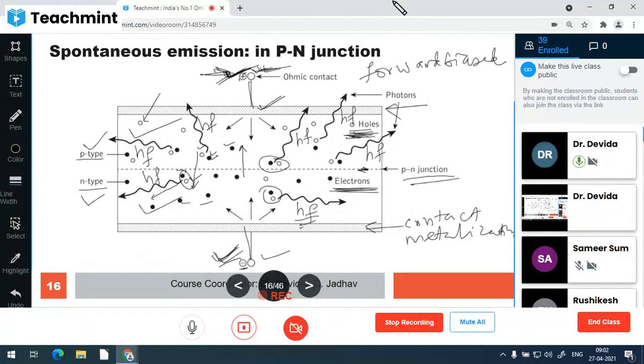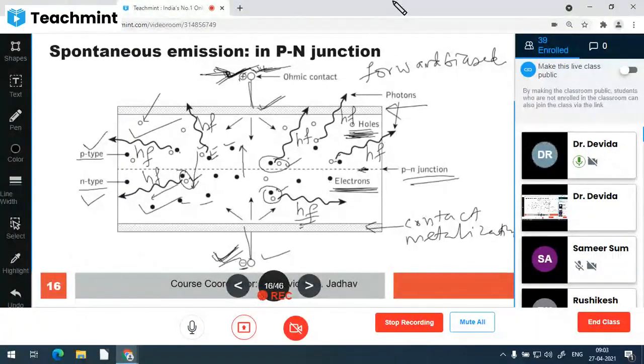This action of jumping is random. Suppose this recombination is taken now. After some time, this recombination takes place, and after some time, this may take place. After a few microseconds or nanoseconds, this may take place. Or these two will take place simultaneously, and so on, with very fractional time differences. So it is in random fashion, and the emitted photons have random directions, as you observed in the figure.